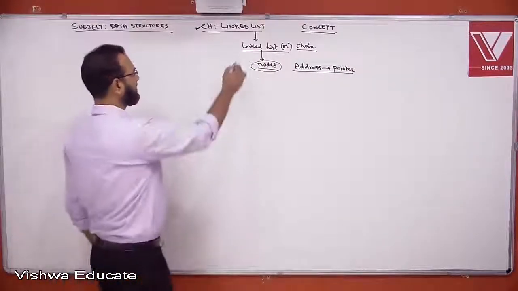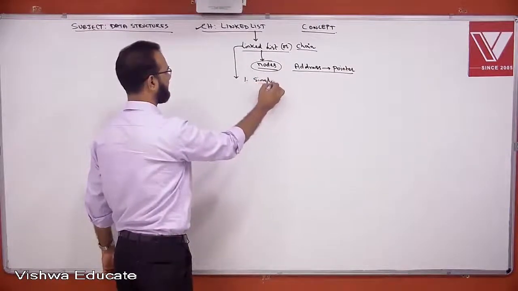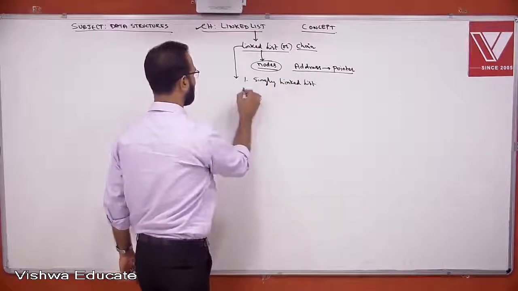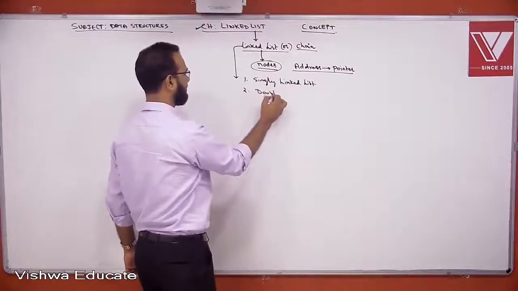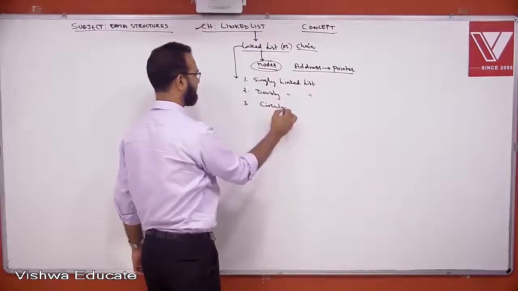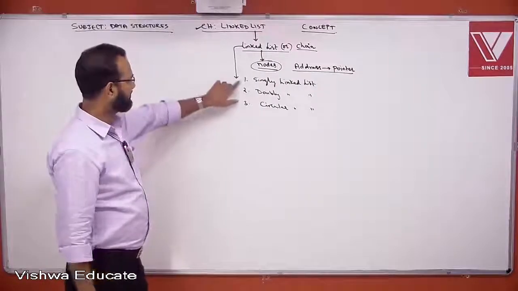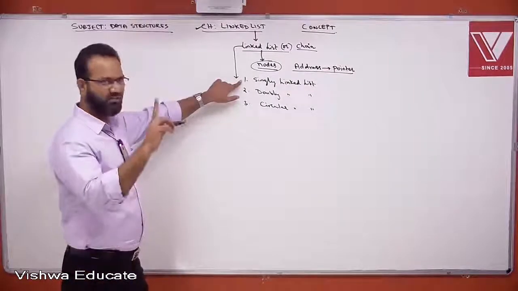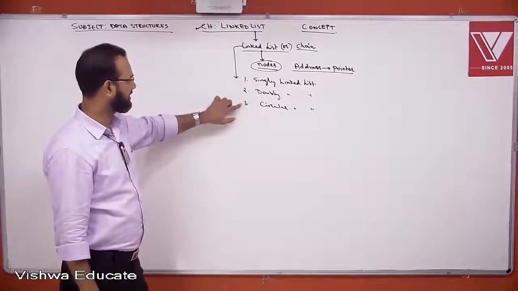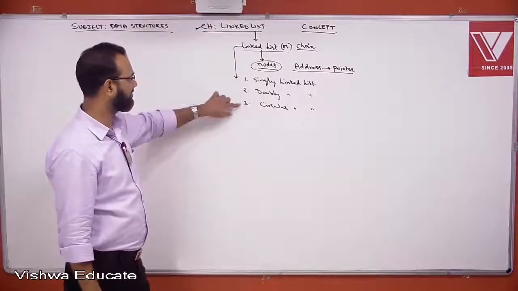How many types of linked lists are there? First of all, singly linked list, doubly linked list, circular linked list. Singly linked list contains only one pointer variable. Doubly linked list contains two pointer variables. Circular linked list can be implemented as a singly linked list or as a doubly linked list as well.